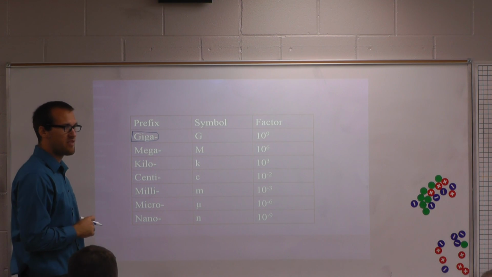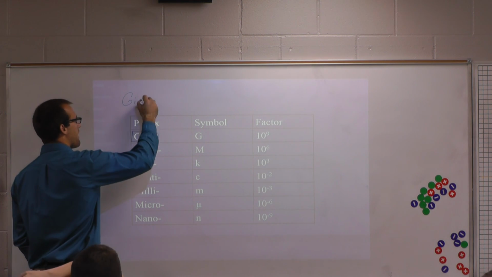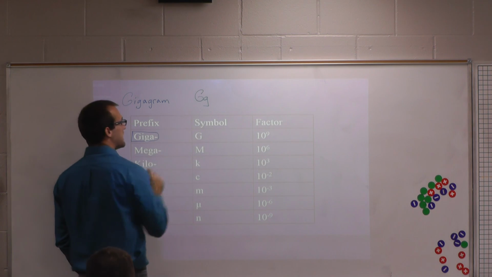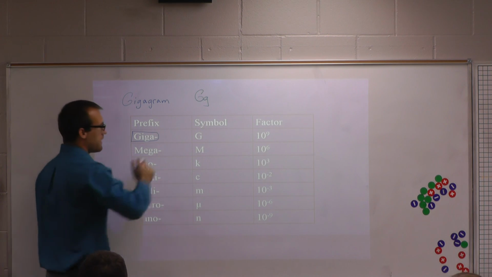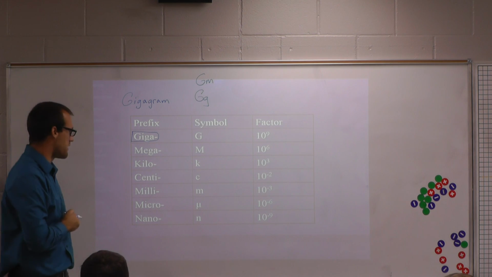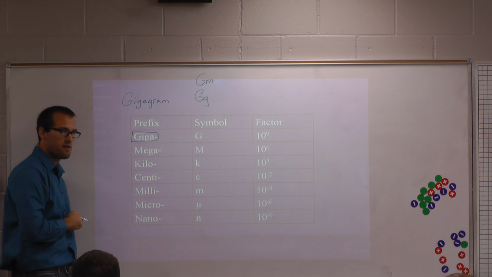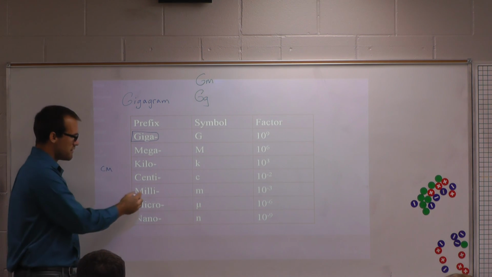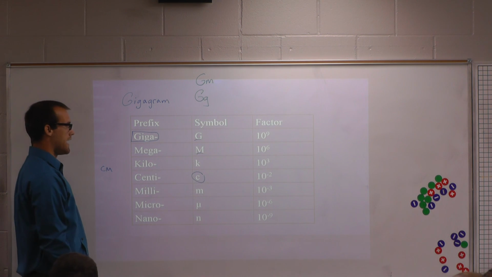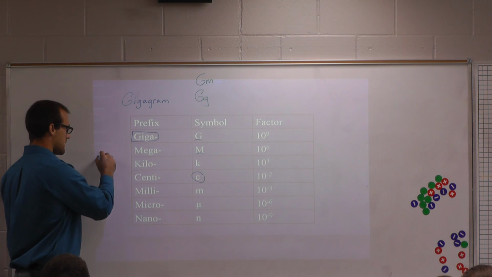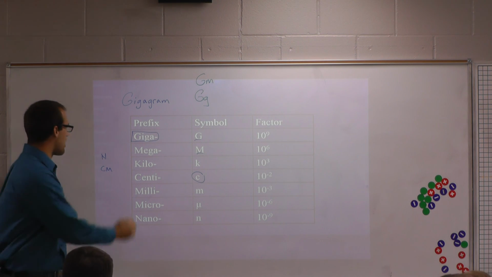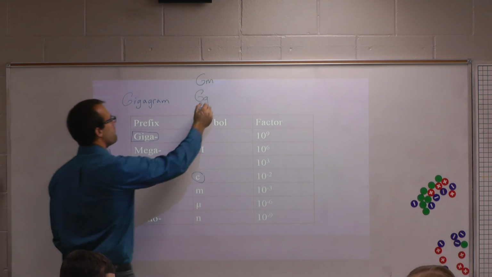So if I'm talking about the base unit gram, a gigagram, its unit would be big G, little g. If I'm talking about a gigameter, what would that be? How about a centimeter? What would my unit be for centimeter? Little c. So these are capitals. Those are the only ones that are capitals. What about a kiloliter? Okay, these are prefixed. They have multiple letters.